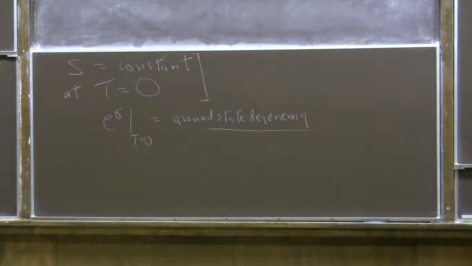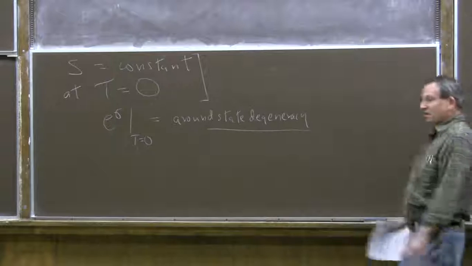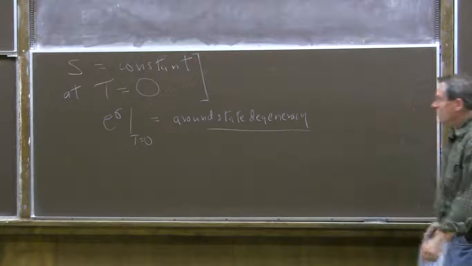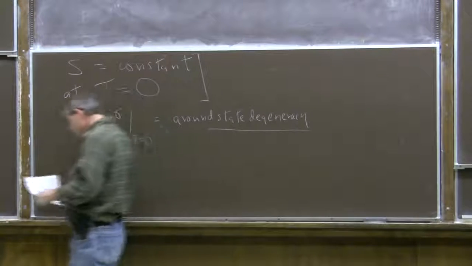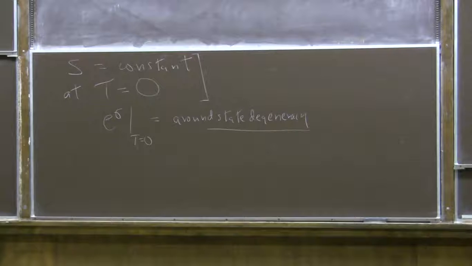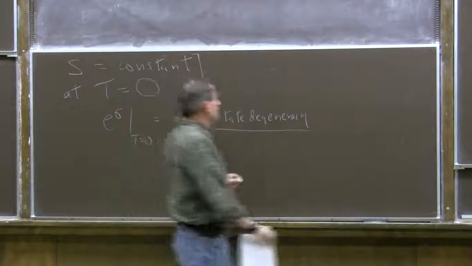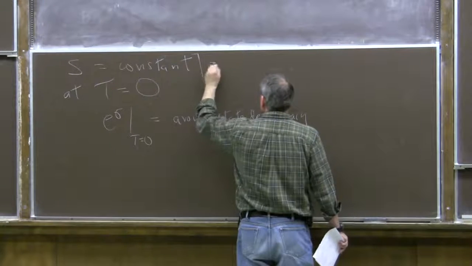And that's just some non-zero constant, generically 1, potentially more than 1, if there's a system degeneracy imposed by, say, some kind of symmetry. In the case where there's no ground state degeneracy at all, then we could say the constant is 0.